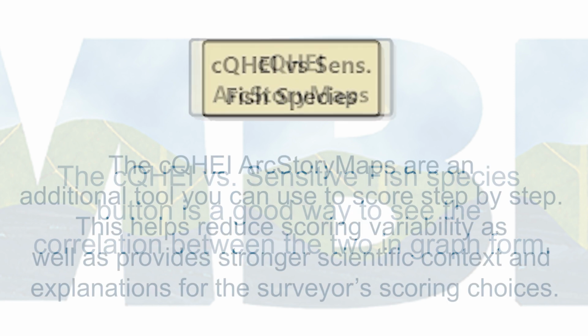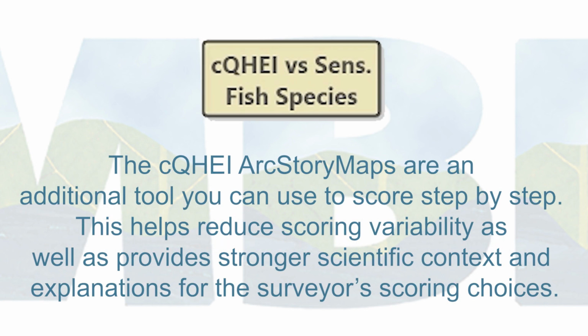The cQHEI versus sensitive fish species button is a good way to see the correlation between the two in graph form. Lastly, the cQHEI ARC story maps are an additional tool you can use to score step by step. This helps reduce scoring variability as well as provides stronger scientific context and explanations for the surveyor's scoring choice. These are great examples of different habitat characteristics that a data collector will run into.